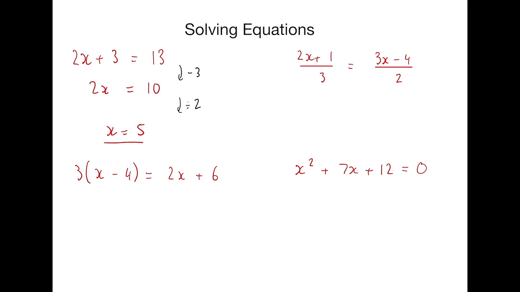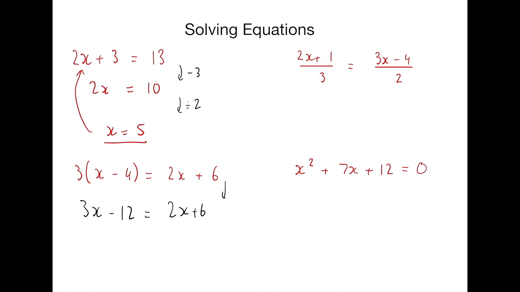And you can always double check this by substituting the answer back into the question to make sure you get the right value. So I recommend you go and do this just to make sure you understand. With the next one, the first thing we want to do is expand the bracket. So we would do 3x minus 12 equals 2x plus 6. And I recommend always writing a new line for every new thing that you do.